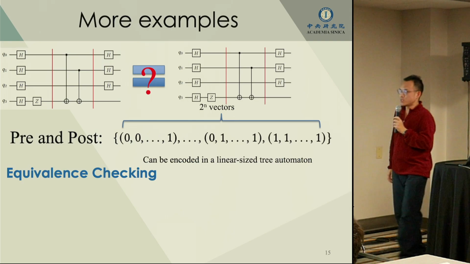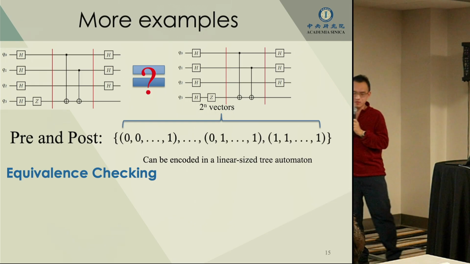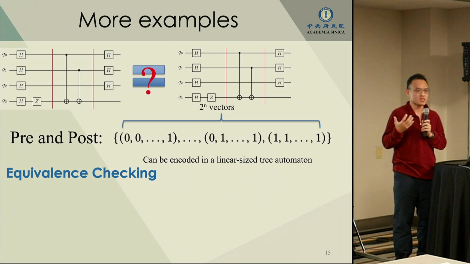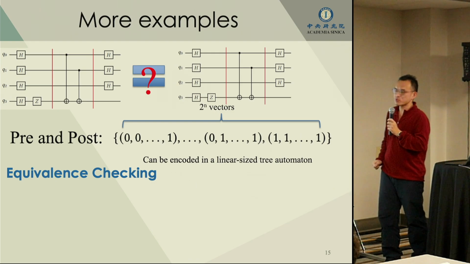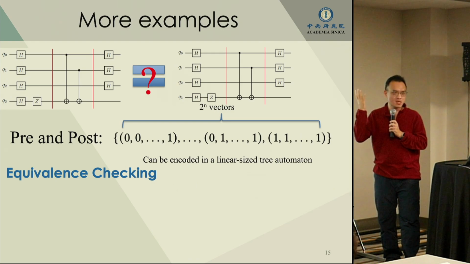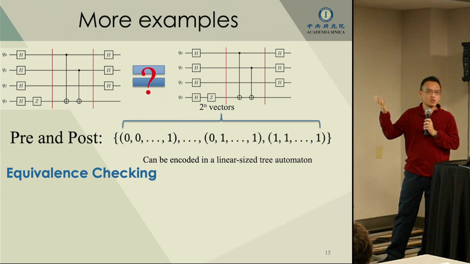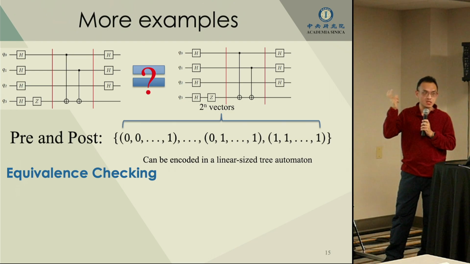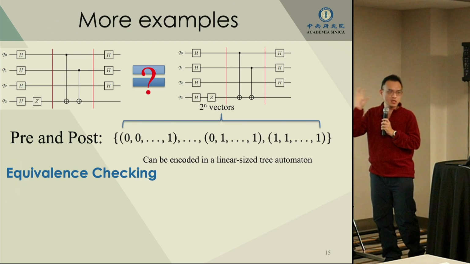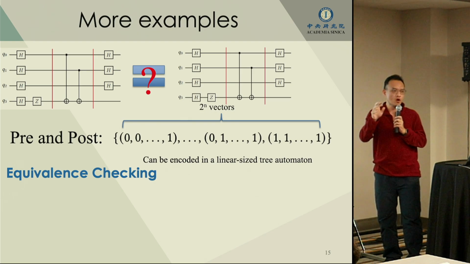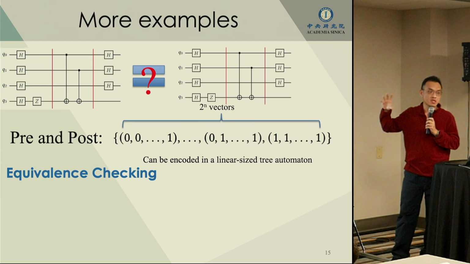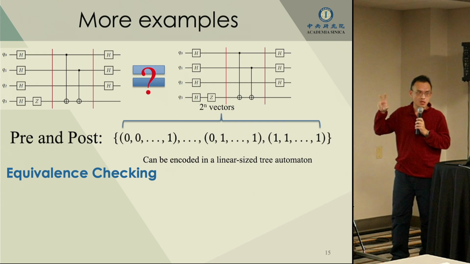Another interesting example is that using sets of states or vectors as pre and postconditions can be very expressive. I have another example. We can use this to capture whether 2 circuits are equivalent. Circuit equivalence can be reduced to checking whether a circuit is the identity. And how do we check that a circuit is the identity? It's enough to feed in 2 to the power of n linearly independent vectors. If all of them go back to themselves, because of the linearity of the quantum circuit, we know that this circuit is the identity.